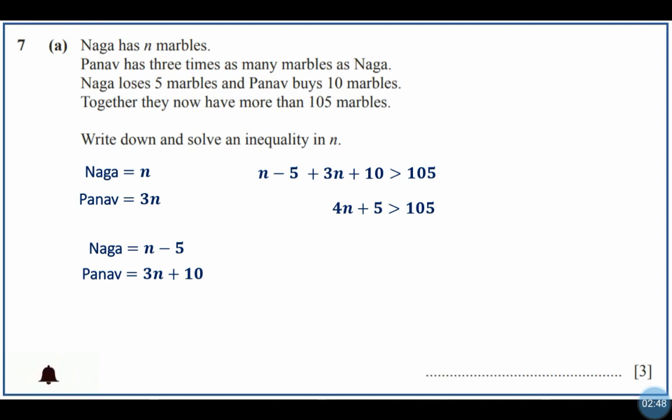So since it's greater than 105, you move that 5 to solve the value of n. You move that 5 over there, so it will become 105 minus 5, or basically you are subtracting 5 from both sides of the inequality. So if I subtract, I will have 4n is greater than 100. Then I will just divide both sides by 4, so I can have n is greater than 25.